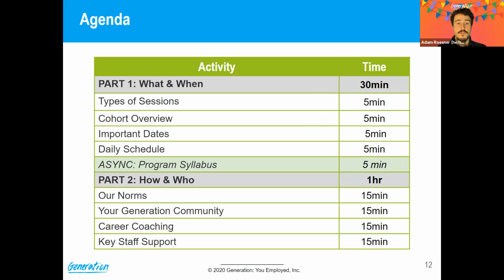So first we're going to go over the what and when, and then the how and who. Don't mind the time here. It's going to go a little bit faster than that. I'm hoping to fit all of this into 30 total minutes. But first, what and when.